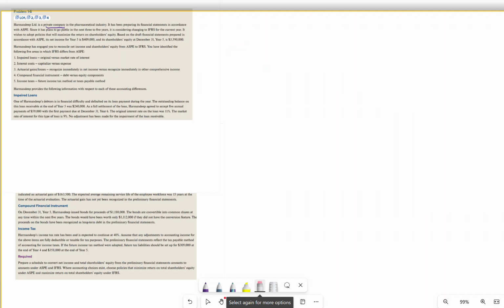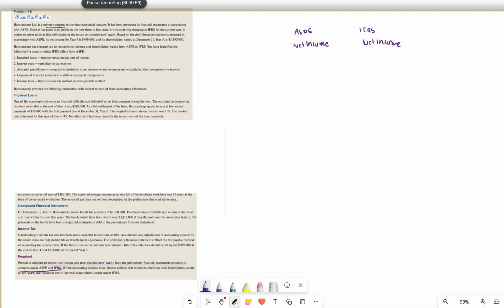So let's see what the question is asking us to do. They're saying to prepare a schedule to convert the net income and shareholders' equity from preliminary financial statement amount to the amount under ASPE and IFRS. So what we have is an ASPE and an IFRS standard. We have a net income that is preliminary, and we have to make an adjustment to that net income, and we're going to do it to the shareholders' equity as well.